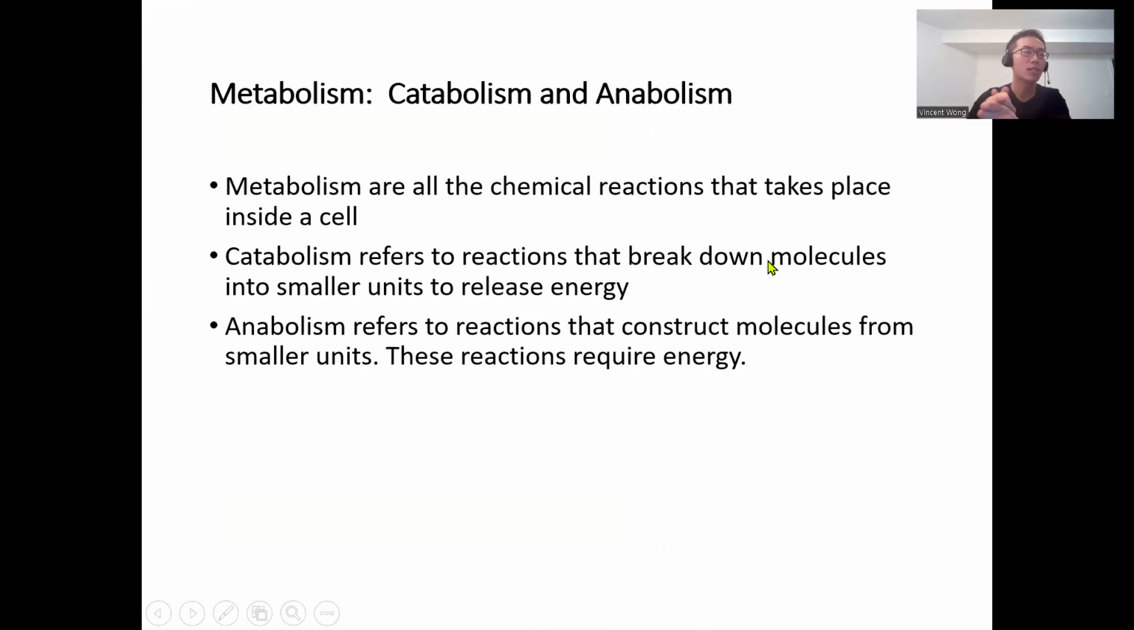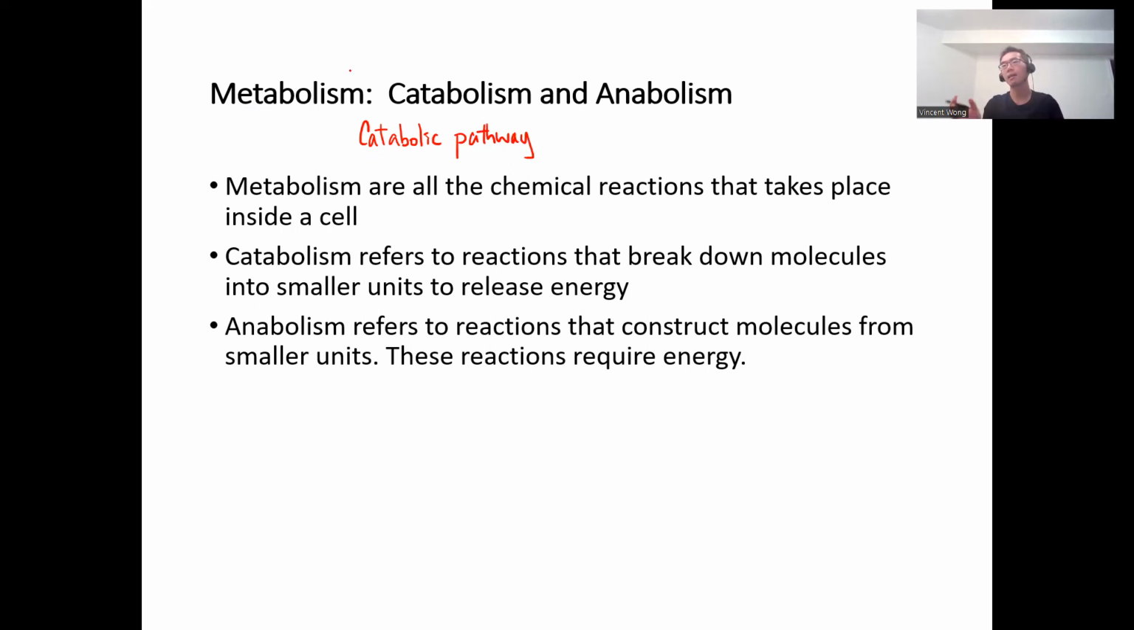All the chemical reactions that occur within a cell are collectively known as the metabolism of the body. And they are separated into two kinds of reactions. The reactions that are involved in breaking things down, as well as the reactions that are involved in building things. When we try to break things down, we call that catabolism. Sometimes we say they are part of the catabolic pathway, the catabolic reactions.